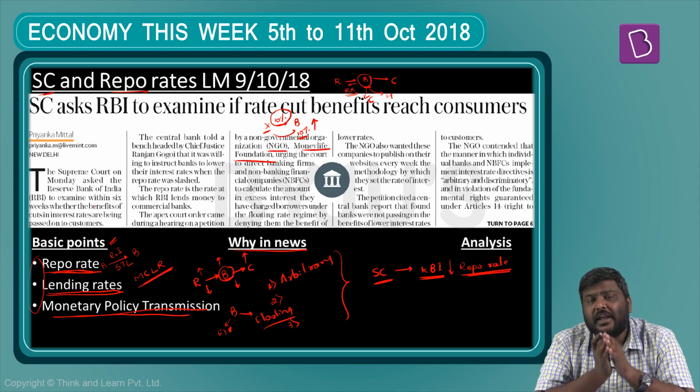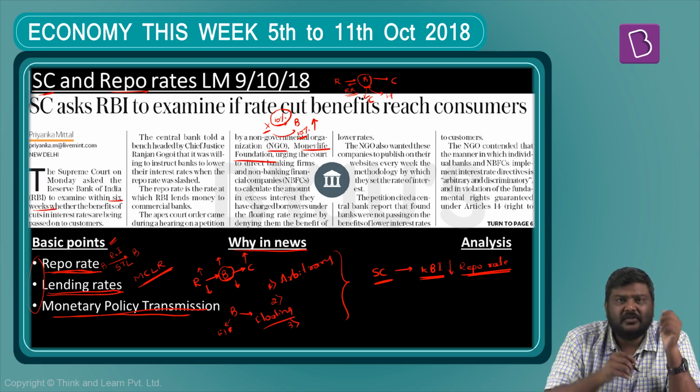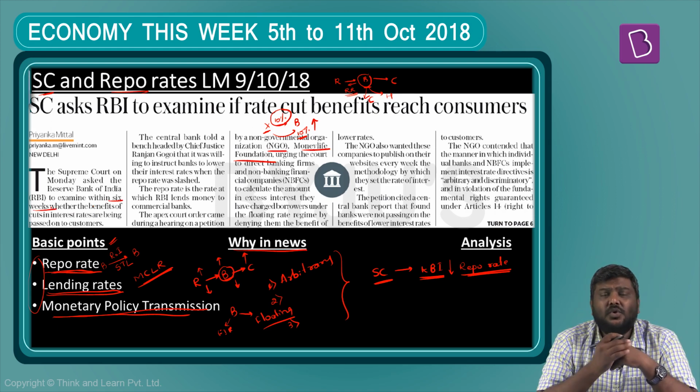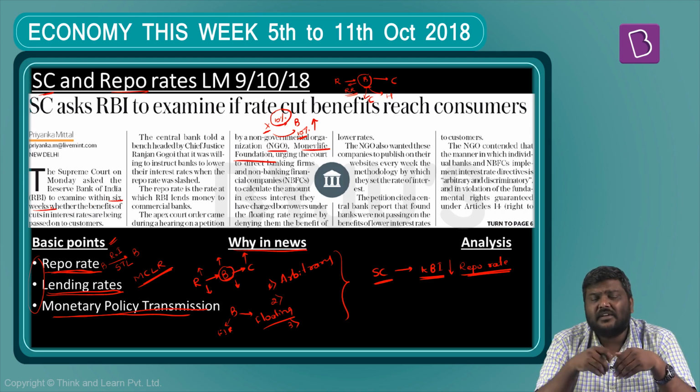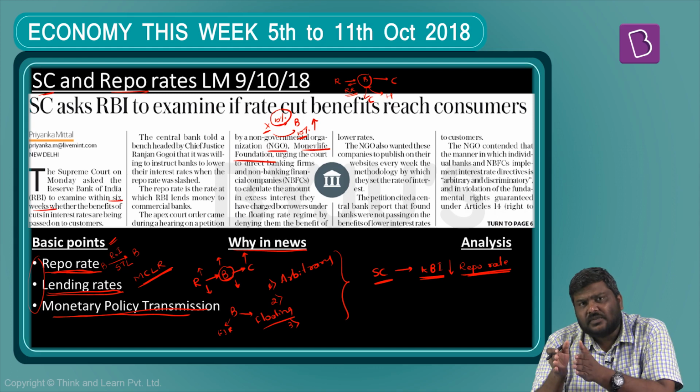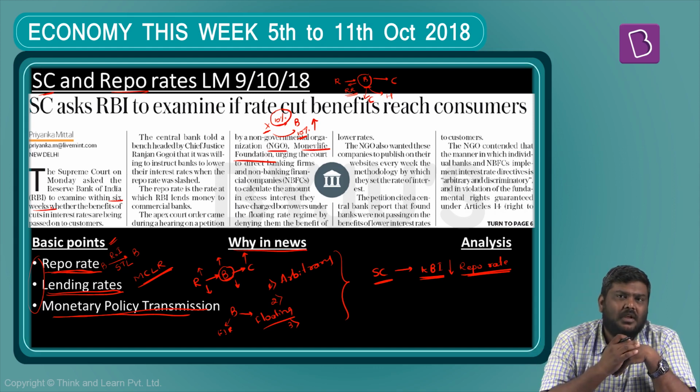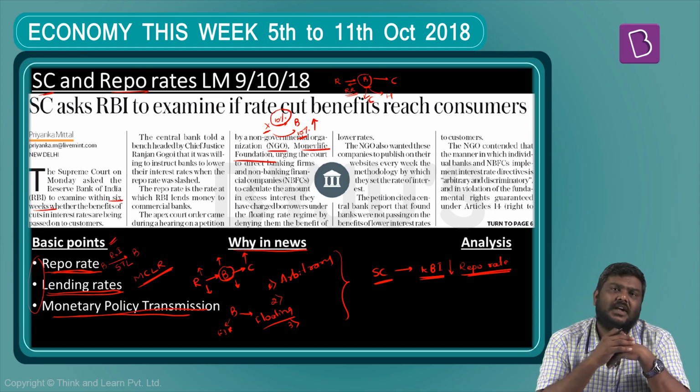Now, the Supreme Court of India has given 6 weeks of time for RBI to come out with a submission regarding whether the rate cut benefits that were given by RBI have been transferred to the borrowers or not. Now, this is the basic understanding of this article.